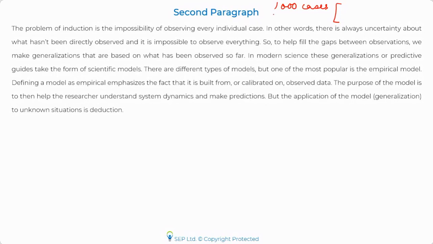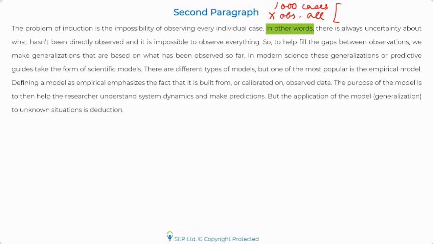Okay, cannot observe all. So let's read on. In other words, the author is going to explain what he means by this problem. There is always uncertainty about what hasn't been directly observed, and it is impossible to observe everything.